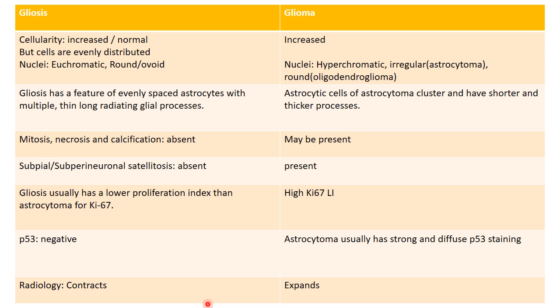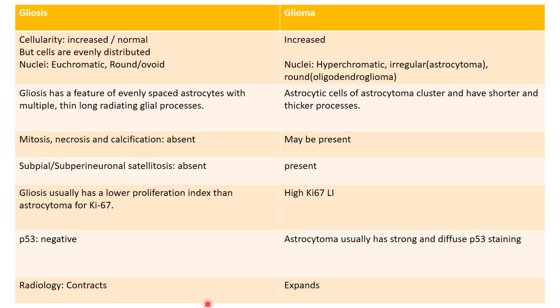Astrocytes are evenly spaced in gliosis and they have thin, note, thin radiating glial processes. On the other hand, astrocytic cells of astrocytoma often cluster and they have shorter and thicker glial processes. Mitosis, necrosis, and calcification are typically absent in gliosis, whereas they may be present in a glioma. Subpial and/or subperineuronal satellitosis, which is also called the secondary structures of Scherer, are usually absent in gliosis, whereas it is a mode or a pattern of spread which is typically seen in gliomas.